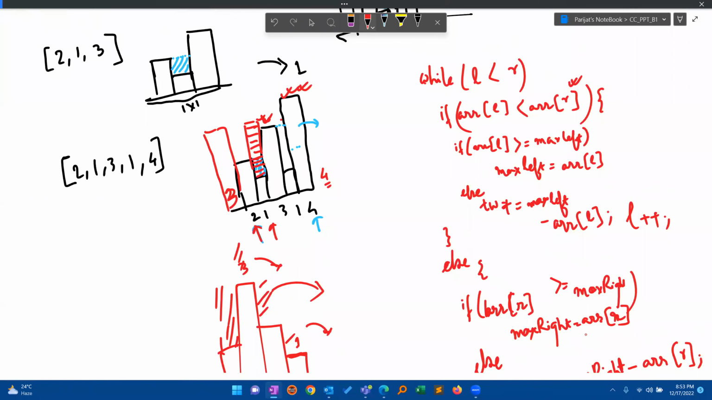So I'm just adding that difference of heights, right? I'm going brick by brick. So I'm doing an order n solution and solving the problem.